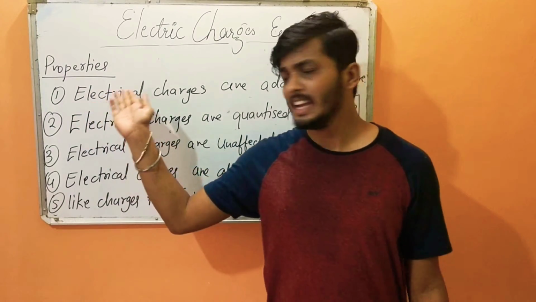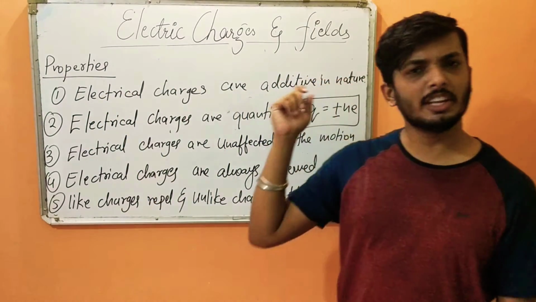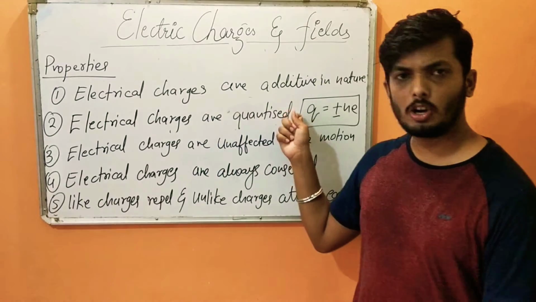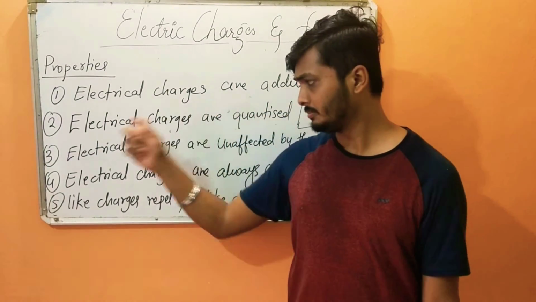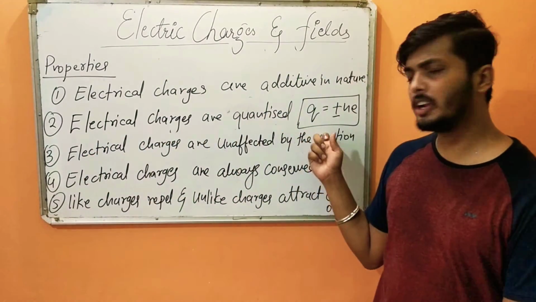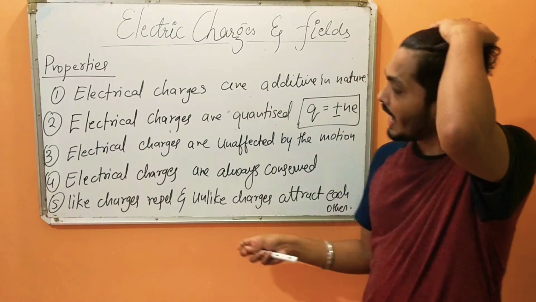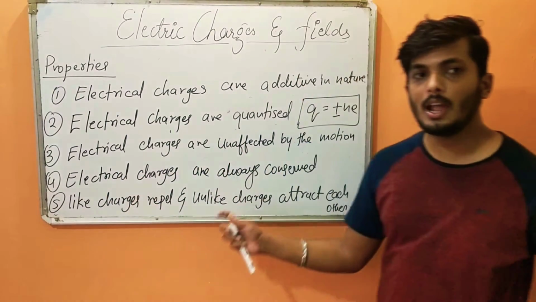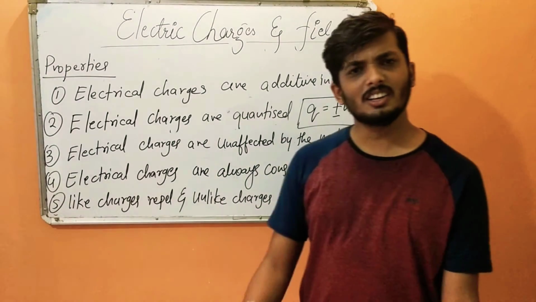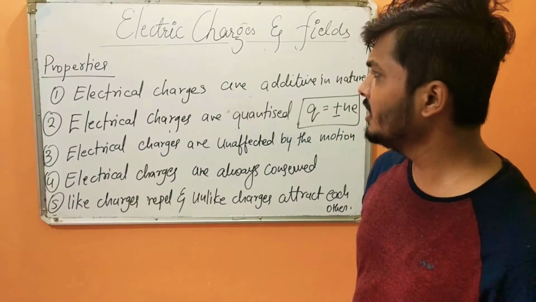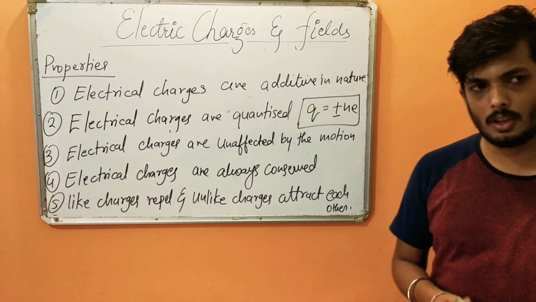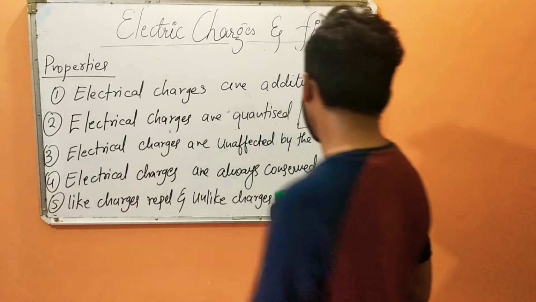What is the first property? Electric charges are additive in nature. Electric charges are quantized. This is the most important thing. Electric charges are unaffected by the motion. Electric charges are always conserved, and like charges repel and unlike charges attract each other. It's quite an easy thing, right? Have you understood this? Okay. Fine.